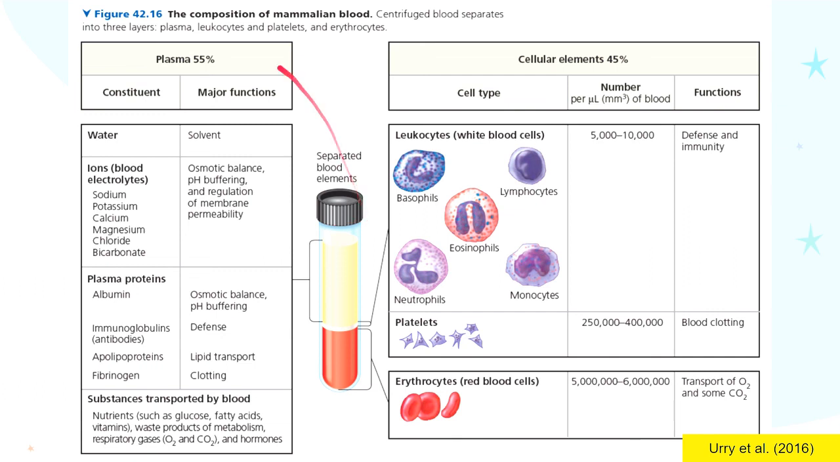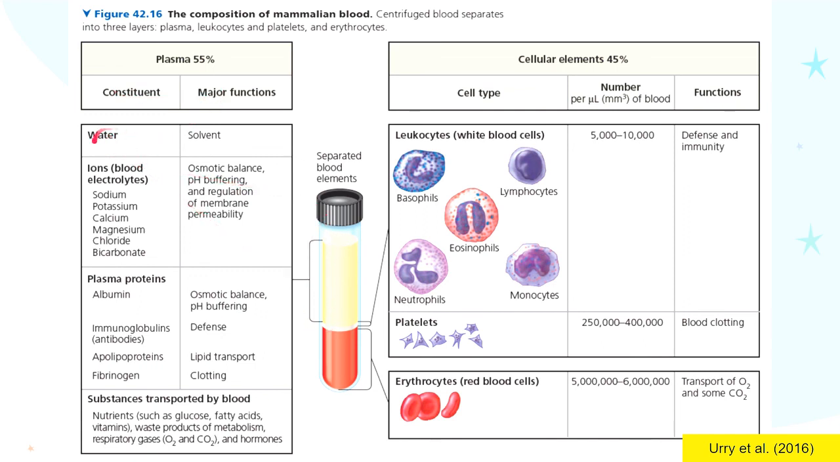So this diagram shows us again the composition of mammalian blood when centrifuged. The centrifuge is a machine that rotates the blood sample, and it allows the separation of the composition into three layers: the plasma, the leukocytes, and the erythrocytes. So 55% again of your blood is made up of plasma.